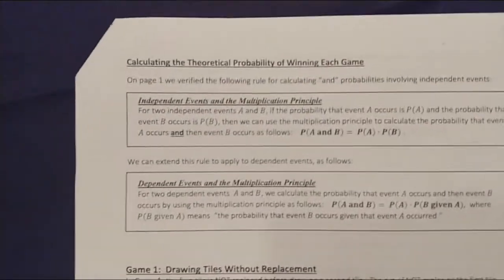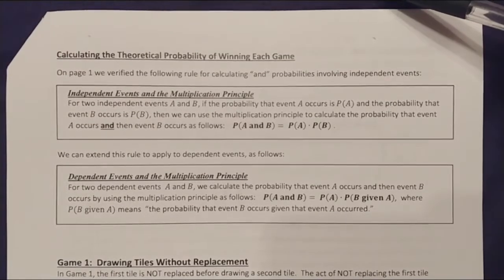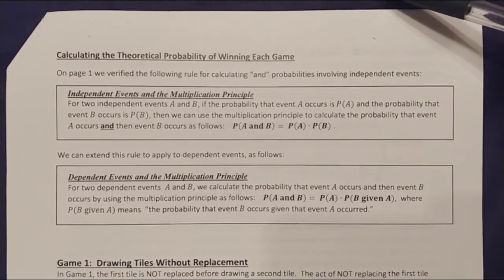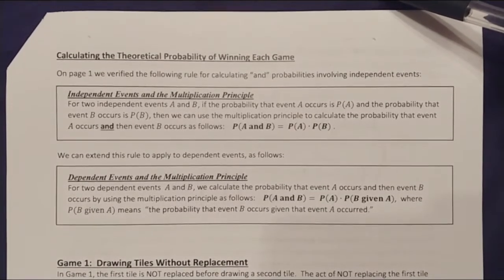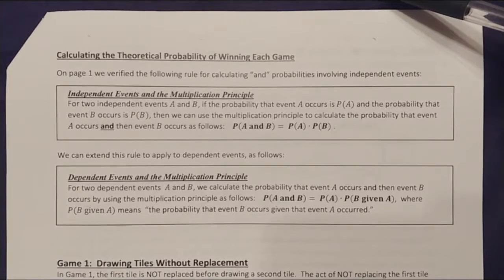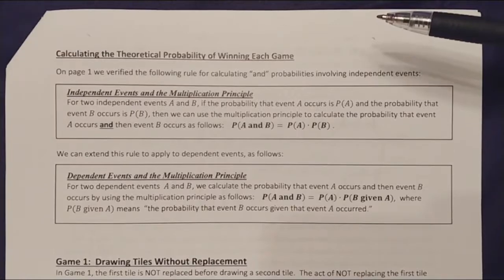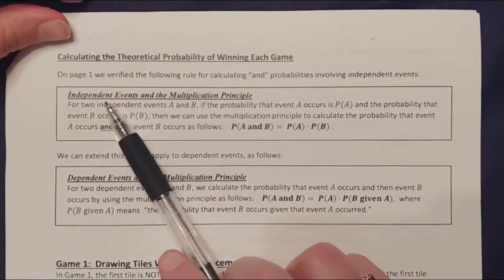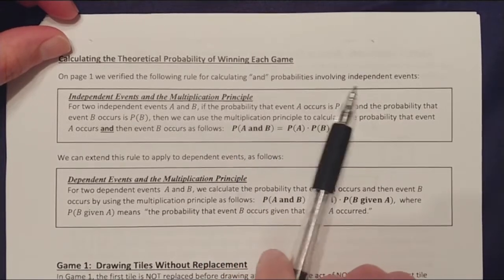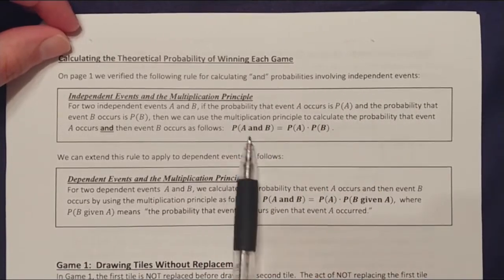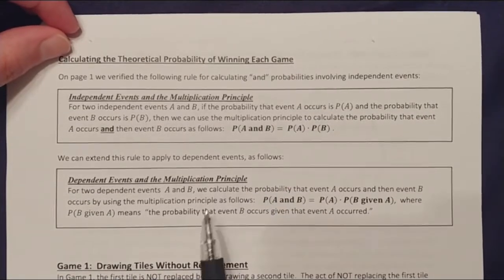All right, so now we talk about the calculation of theoretical probability, right? So what we just finished doing by playing the game, we did relative frequency or empirical probability because we actually did the experiment and we recorded the data. In theoretical probability, we don't do any of that. We just apply the rule. So on page 1, we verified the following rule for calculating and probabilities involving the two events, right? So we verified that this still gives us the same answer as long as the events are independent.